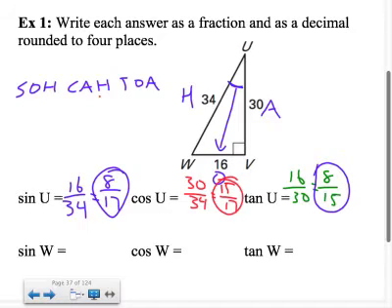And then you could do the same thing for W. I think you have a good handle on it, so I'm going to let you create the trig ratios for sine, cosine, and tangent of W.